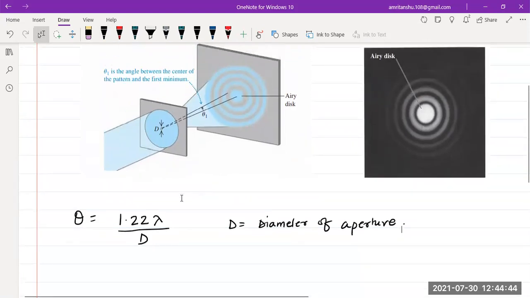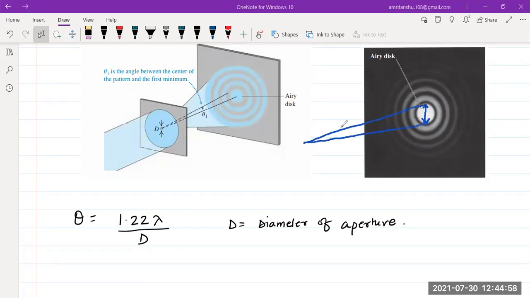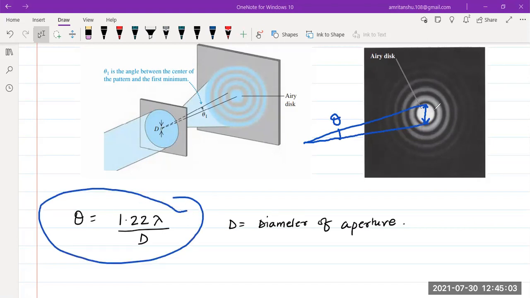Now if I know this theta, can I also calculate this diameter? Because I know theta, and theta is given as this. If I want to calculate the diameter of the first circle of this Airy disk diffraction pattern, let's say this distance, the distance from the aperture to the screen, is v.